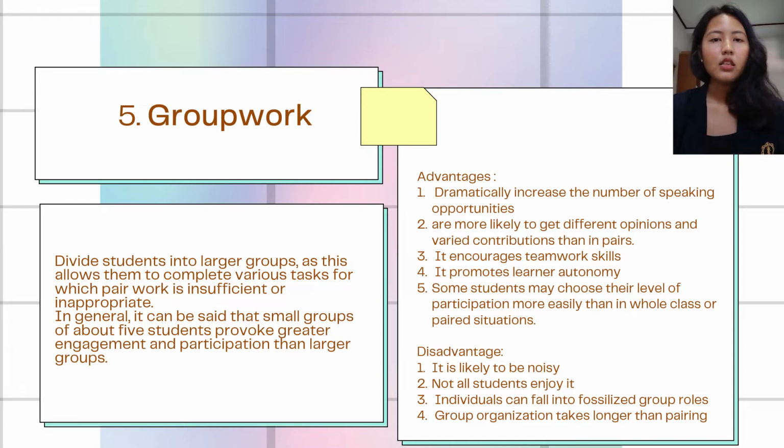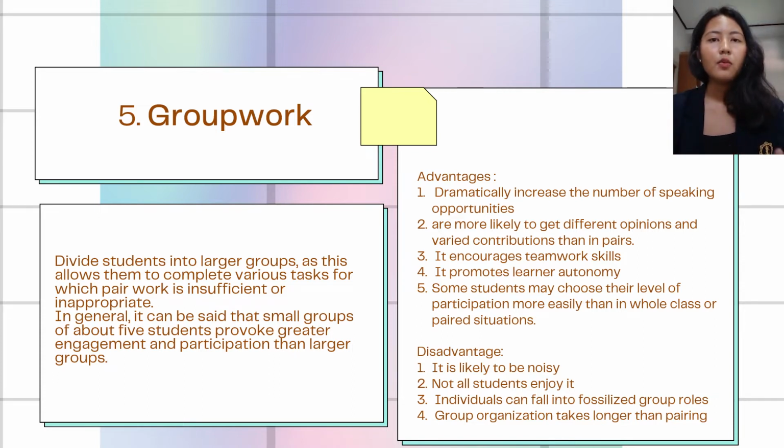Three, it encourages better skills of cooperation and negotiation than pair work, and yet is more private than work in front of the whole class.